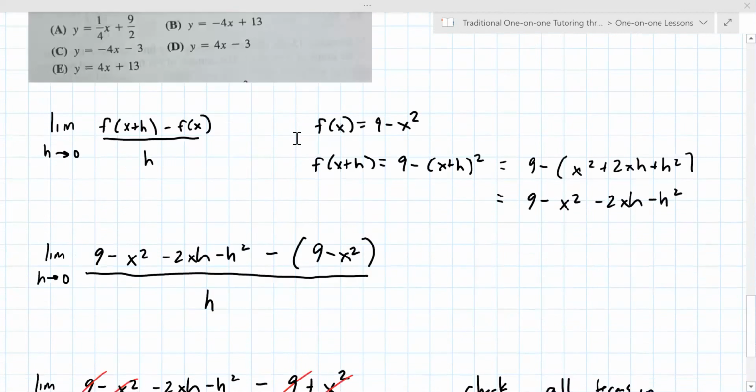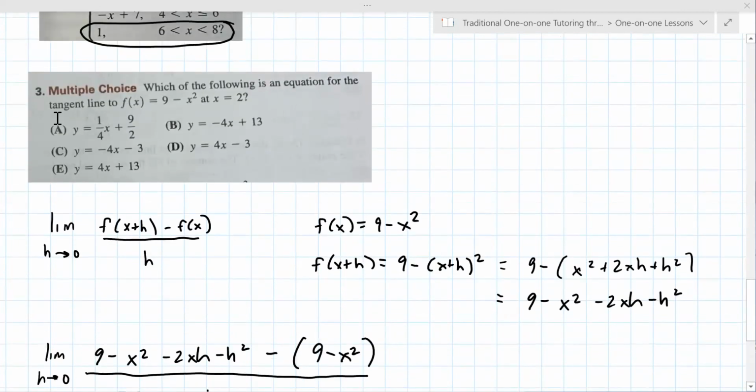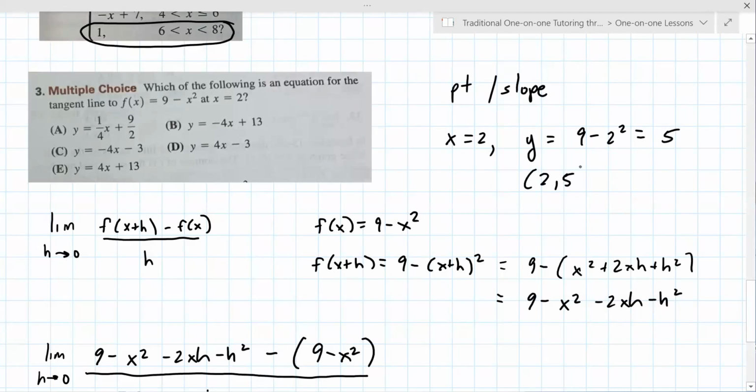Okay, so let's go back to what it's actually asking for. It's asking for the equation of a line. It says tangent line, but it's always the tangent line. So for a line, you need a point and a slope. The point you can get without calculus. If x equals 2, how do you get the y value? You put that back in for x. You get 9 minus 2 squared, which is 5. So you have your point 2 comma 5. Is that okay? Yeah. Okay.